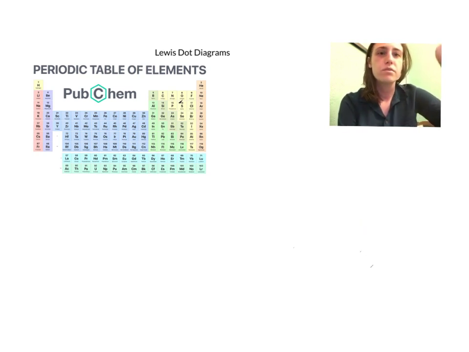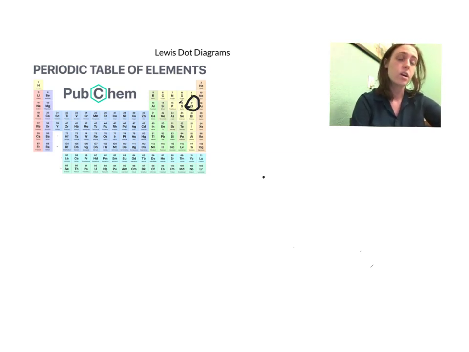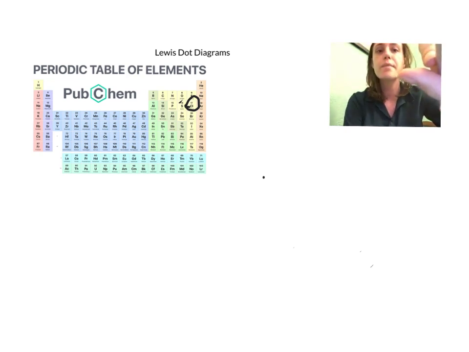Erasing all of my drawing. There we go. So let's go ahead and do chlorine. Chlorine is number 17. Now, am I drawing 17 little dots? No, because not all 17 electrons are going to be valence electrons. Only some of those are. So how many valence electrons are going to be in chlorine?